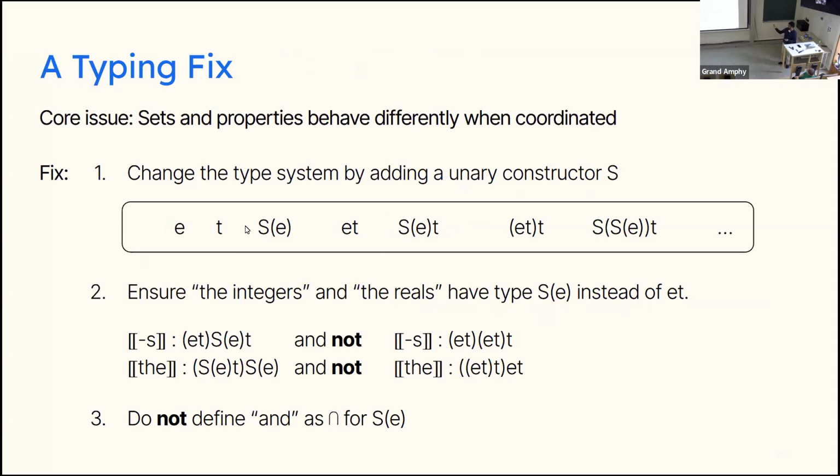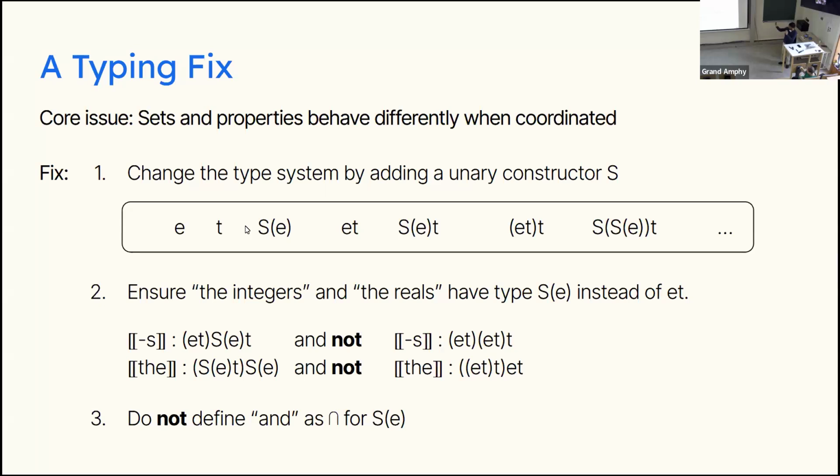So we change the type system by adding a simple unary constructor, call it S. And so now our types are these: E, T, S of E, E to T, S of E to T. Also we can have S of T, which is a type, S of E to T, which is a type. So we have 2 constructors, one unary constructor S and the arrow constructor, which is a binary constructor. And S of something, so for example, S of E corresponds to a set of entities. That's the way to think about the S constructor.